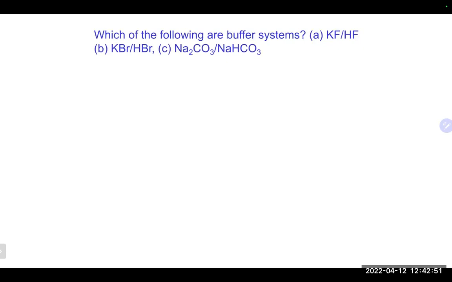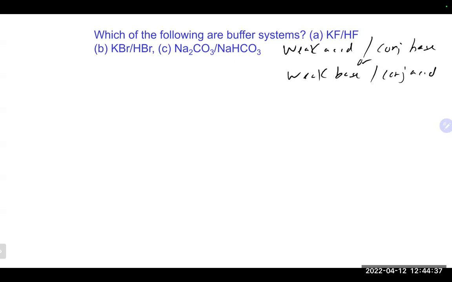All right, so which of the following could be buffers? A, B, C. Take a second and think about it. So first off, in order for them to be related to each other, they need to be either a weak acid and basically its conjugate base, or a weak base and its conjugate acid. These are really just your Bronsted-Lowry definitions, which means ultimately we're looking at just a difference of an H plus between them in order for them to qualify.